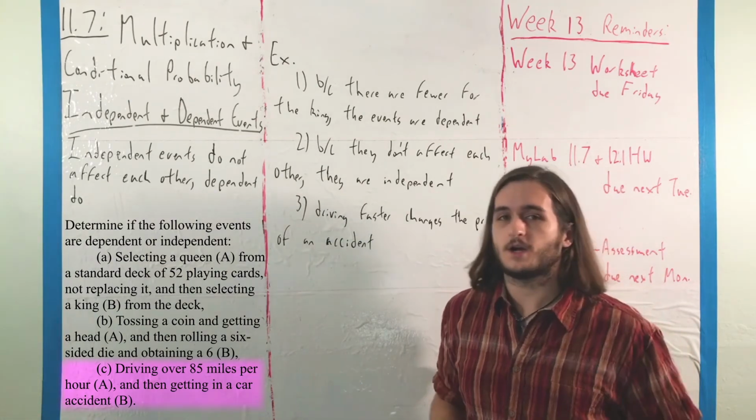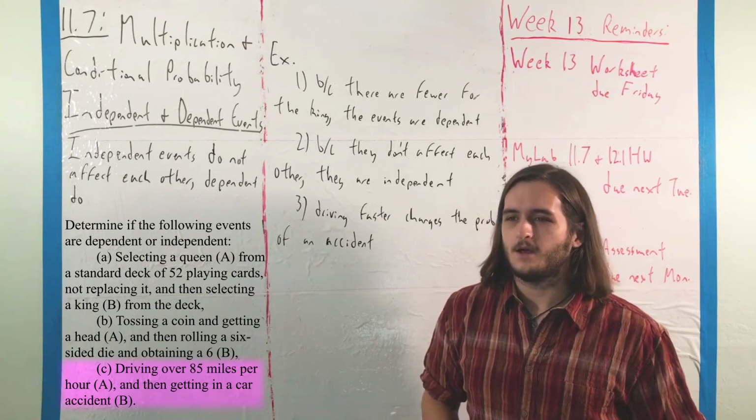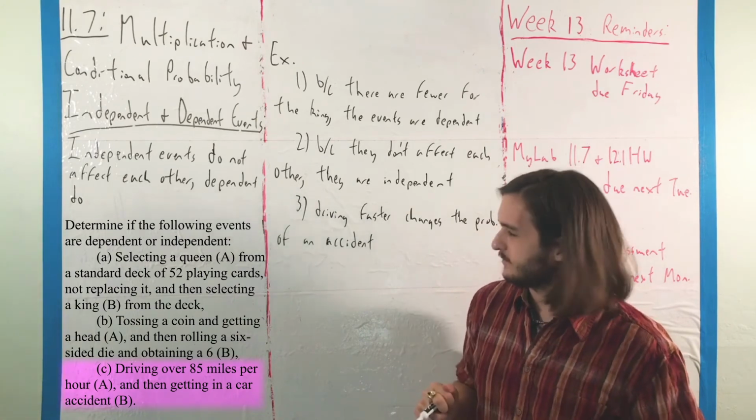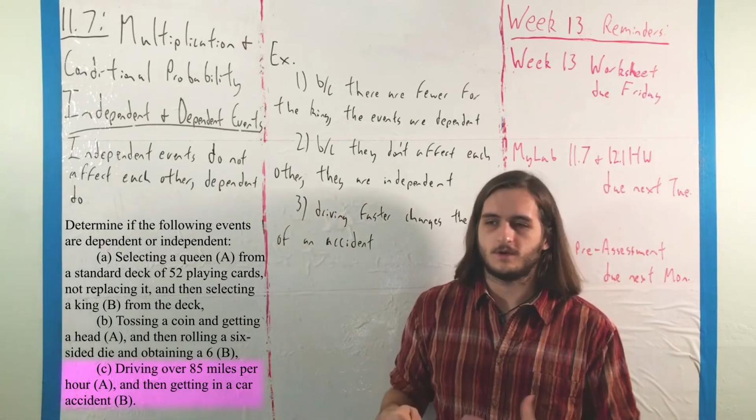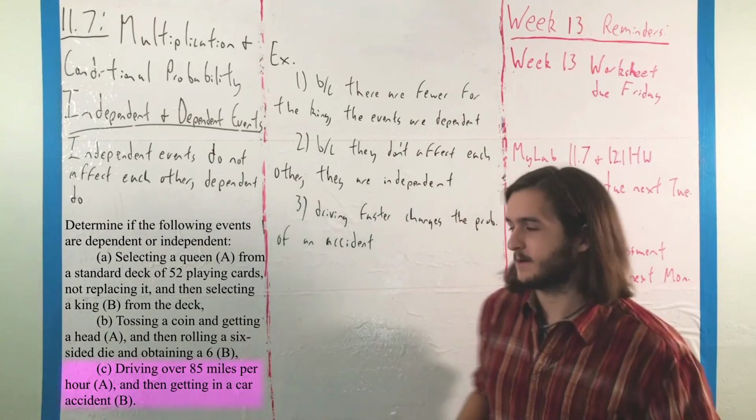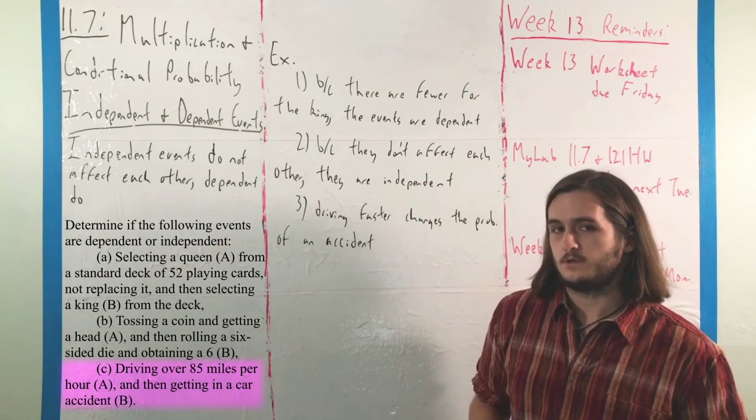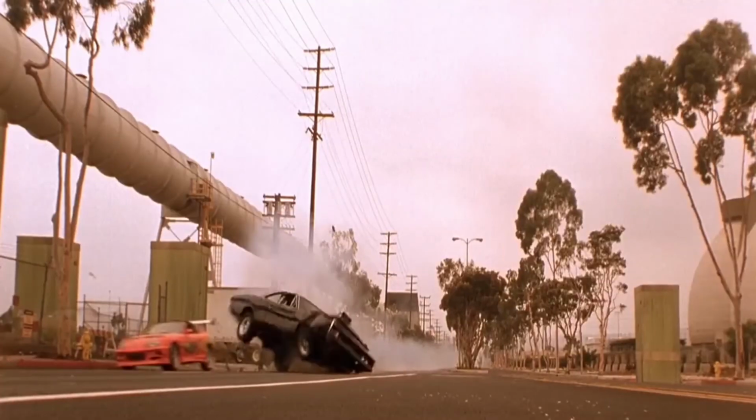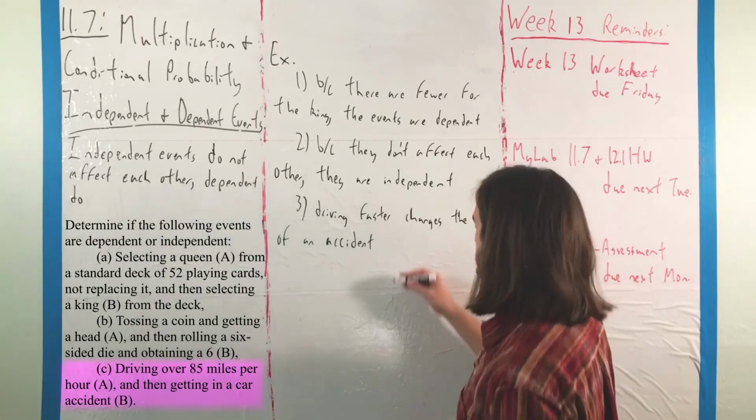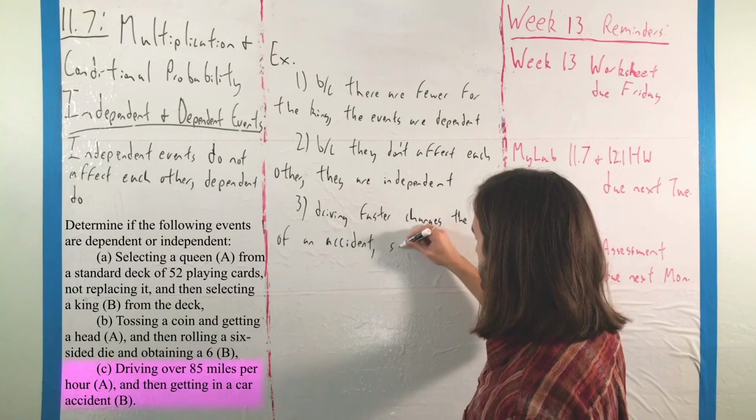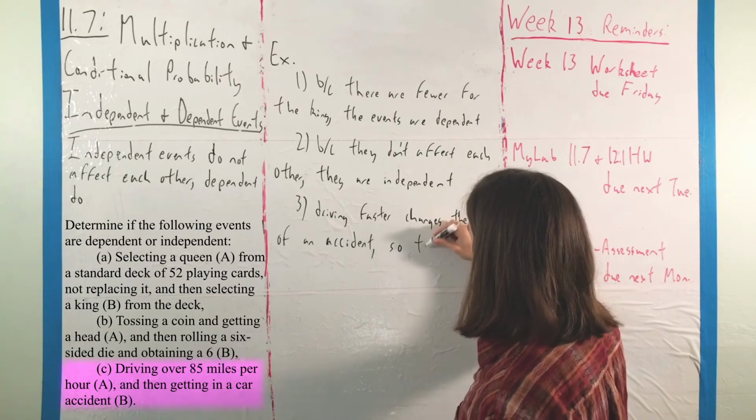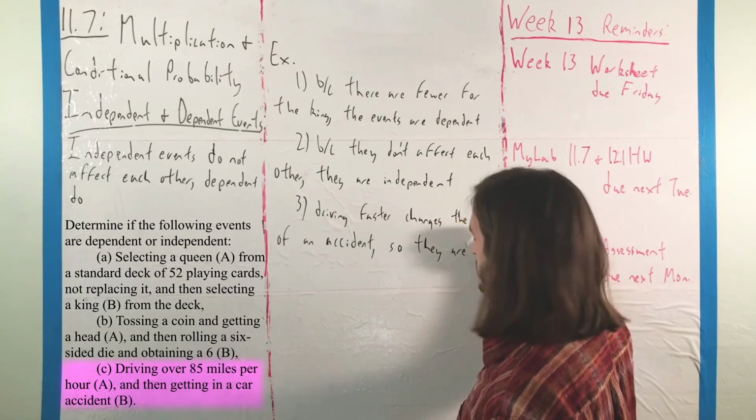But whether you're someone who does drive very well under pressure and drives better when they're driving quickly, or you're someone who really doesn't like ever going above 60 miles per hour, your likelihood of getting in an accident would change the faster you go. So they are dependent.